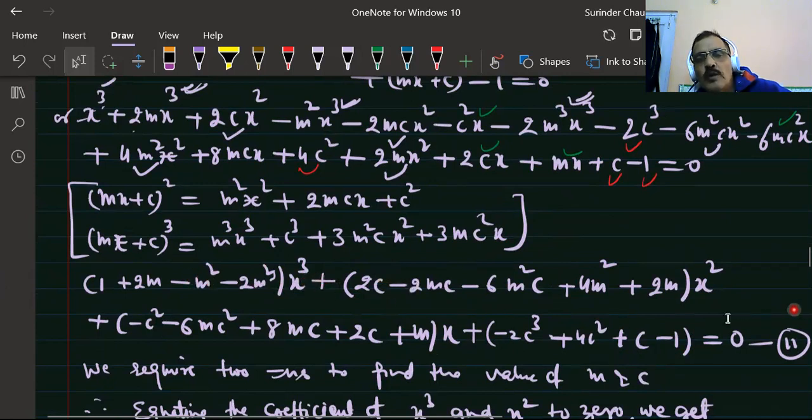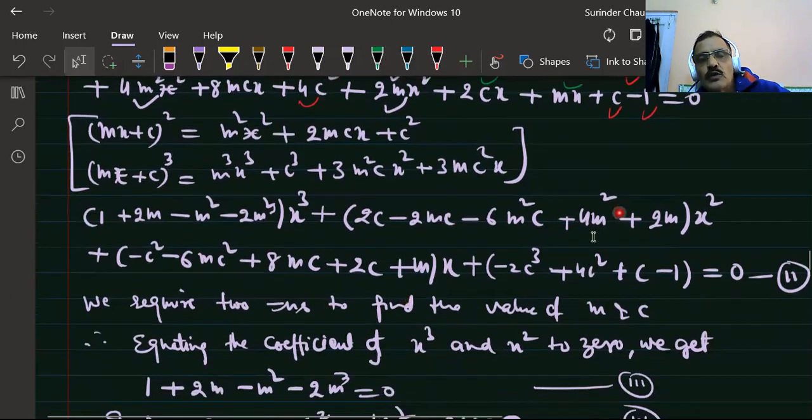Now this is equal to the zero polynomial. Equate the coefficient of x cube to 0, and the coefficient of x square to 0, because this is a polynomial 0x plus 0x square plus 0x cube. So the coefficient of x cube is equal to 0 and the coefficient of x square is equal to 0.